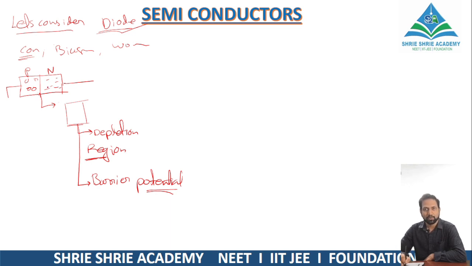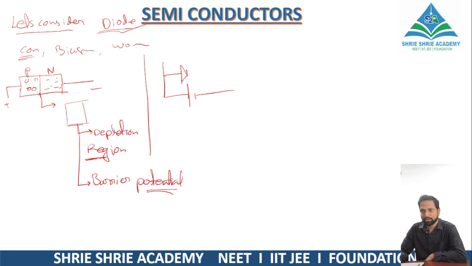How to cross the barrier depends on the external supply that we are giving. If you make P positive and N negative, then it is forward bias. If you make the reverse connection, it is going to be reverse bias. Let us consider one example here. Let us say there is a circuit. In this example, I am explaining all possible situations of the diode. So just consider this experiment.